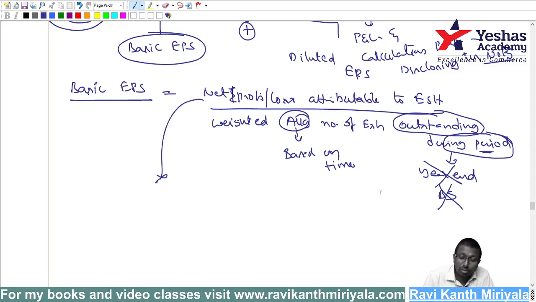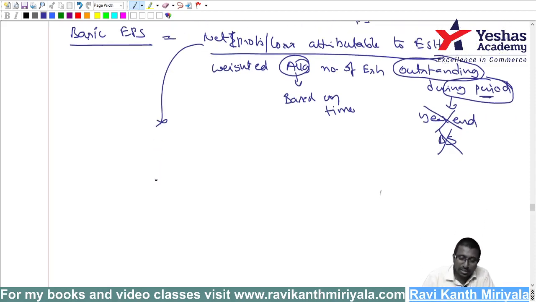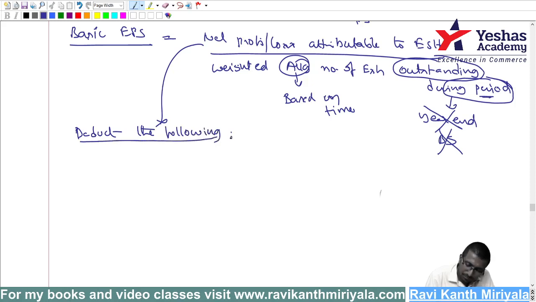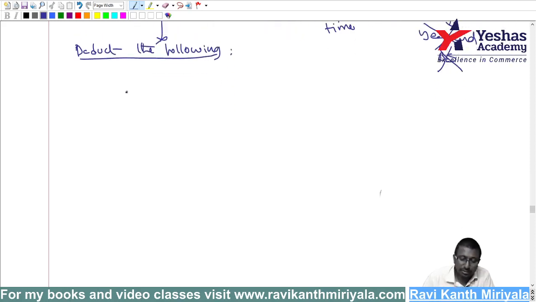First, let us talk about the numerator part. What is the numerator part? Net profit or loss for the period attributable to equity shareholders. In calculating net profit, you should deduct the following. Sir, what all am I supposed to deduct?